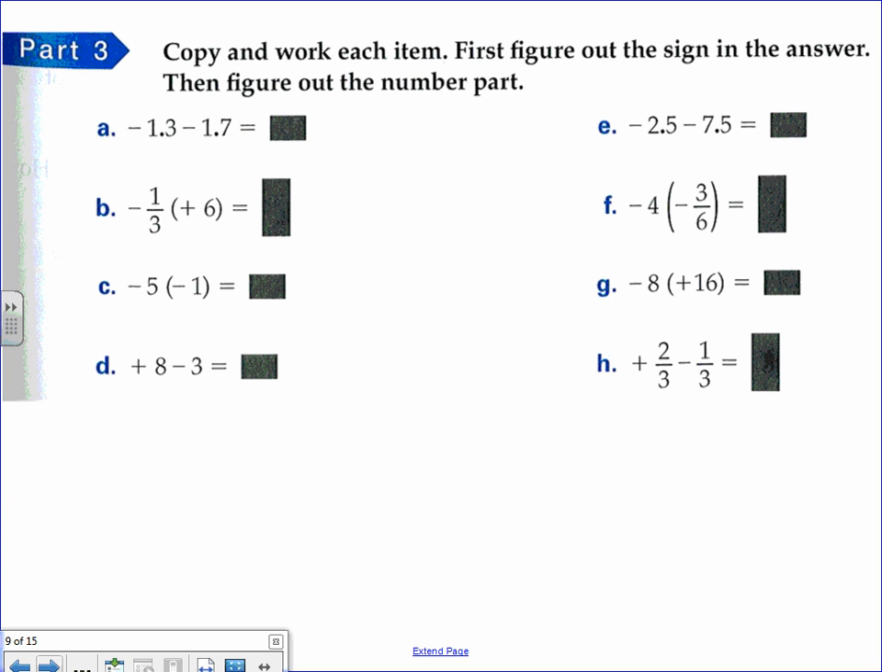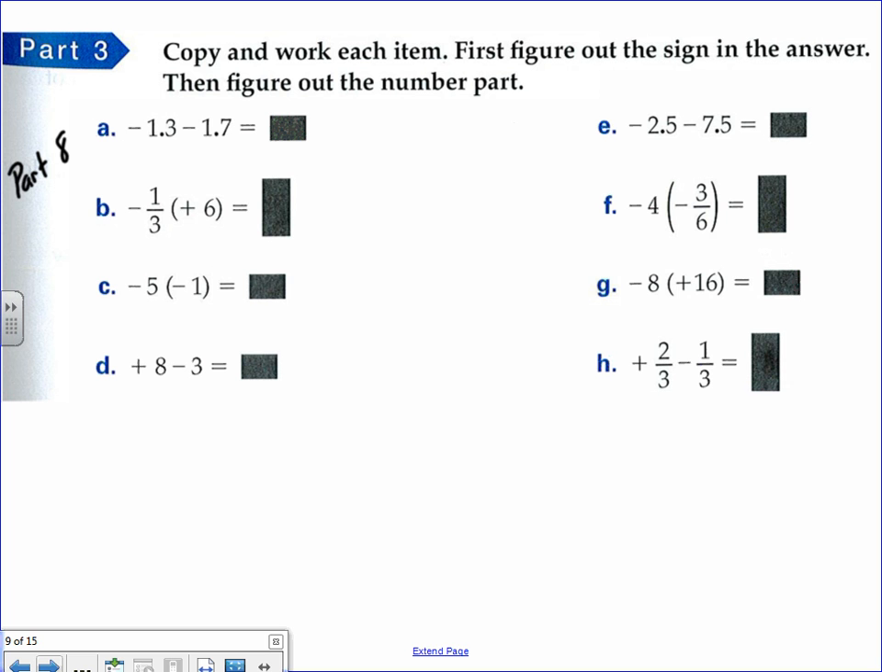Okay, so next here, this is going to be on part 8 of your test. We are combining signed numbers or multiplying signed numbers on here. So A, we have negative 1.3 minus 1.7. Okay, so we are combining numbers.